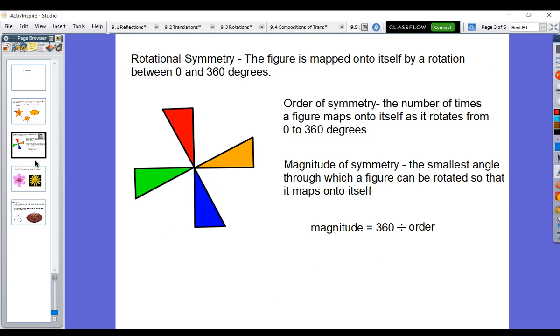So let's look at rotational symmetry a little bit more in depth. Rotational symmetry is, of course, when I'm able to rotate this between 0 and 360 and I am able to get the same shape multiple times. The order of symmetry is the number of times I'm able to make the same shape. And then the magnitude, meaning the smallest amount of degrees I can rotate it to get it. So for example, take a wild guess how many times I can rotate this and get the exact same picture in a full 360.